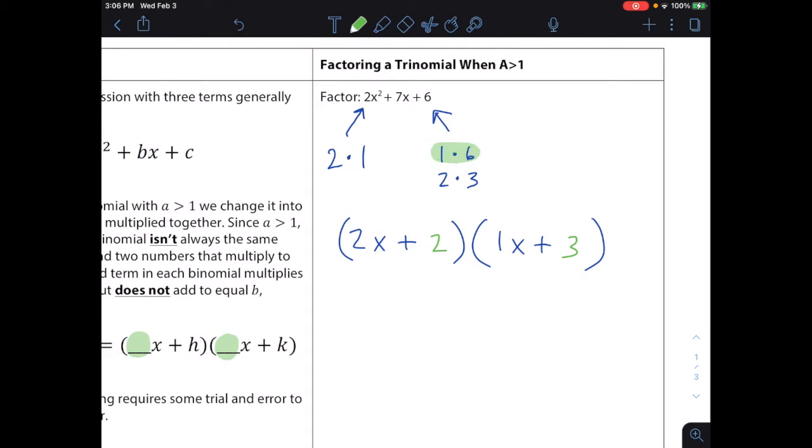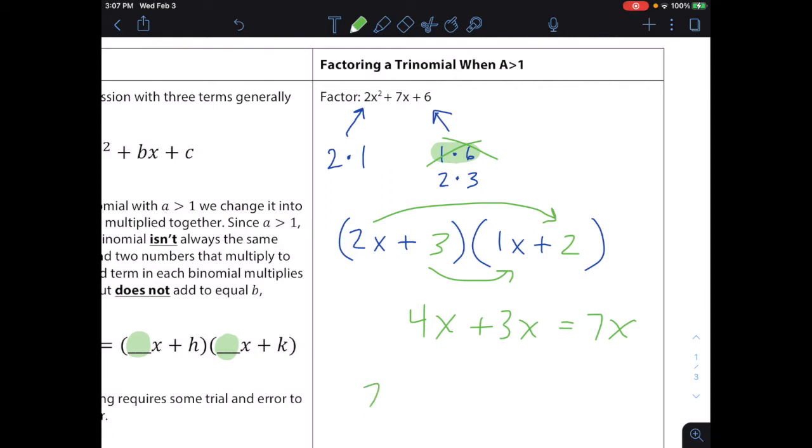Oh, I'm erasing my crossing off again. All right. So what did I have? I had the 2 here and the 3 there. So I need to put the 3 here and the 2 there. Okay. So now when I distribute, 2x times 2 is 4x. 3 times 1x is 3x. 4x plus 3x is 7x. So there we go. I found my answer.